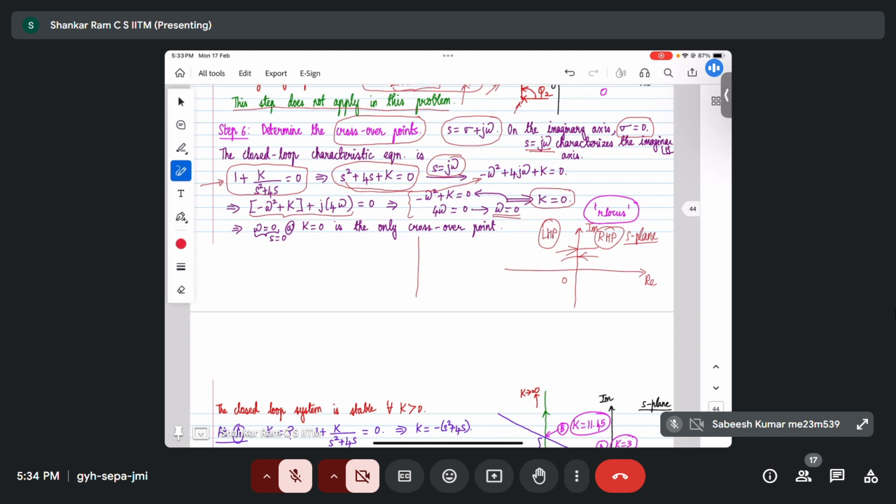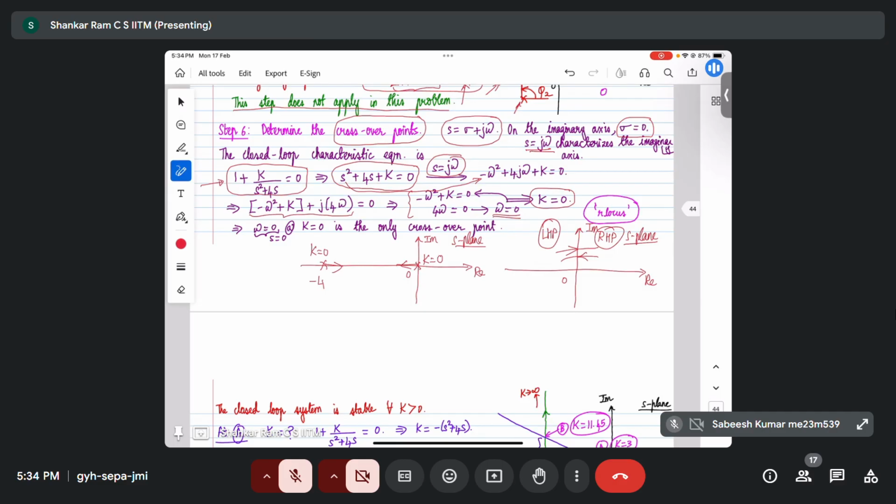So what it means is, how do we interpret it physically? In this particular example, when we plot the root locus, if you recall, there are two open loop poles, one at -4 and one at 0. So when k is 0, one branch starts like this, another branch starts like this. So there is only one crossover point.